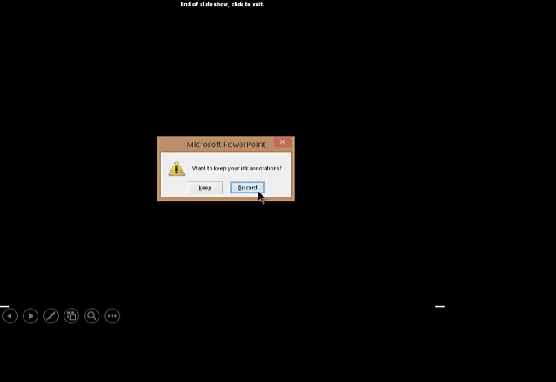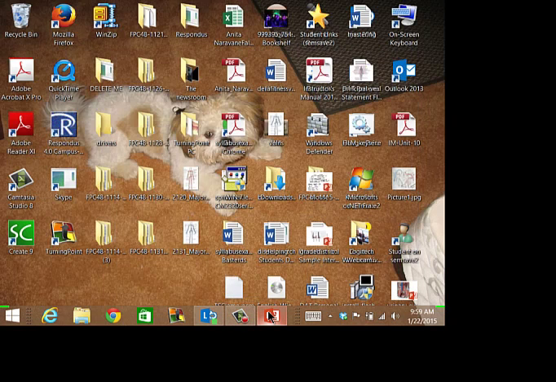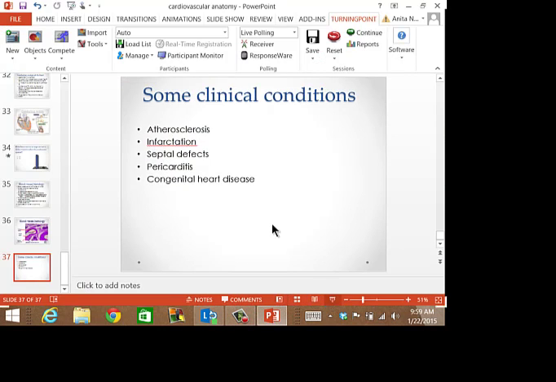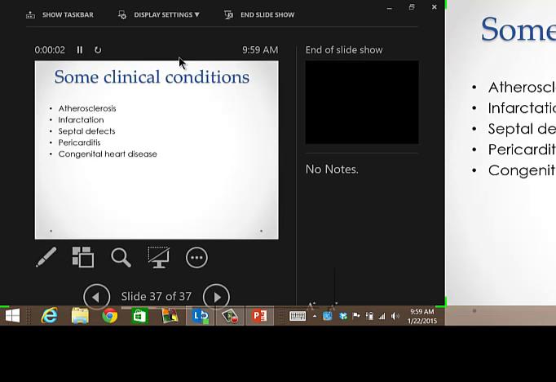Okay, so that's cardiovascular anatomy. You skipped congenital heart disease. Oh, I did. Okay. Sorry. Okay. So let's go back to congenital heart disease.